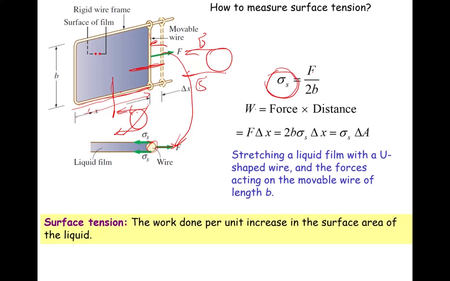So it is basically force times distance. And this is how surface tension can be measured in this case, depending on the distance it is acting. So if we want to have a definition for surface tension, it is the work done per unit increase in the surface area of the liquid. Basically, this is how we can measure the surface tension.